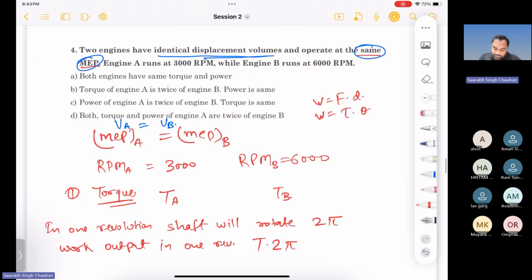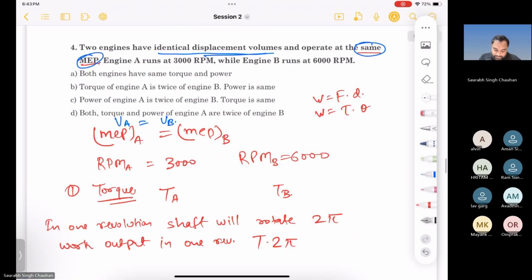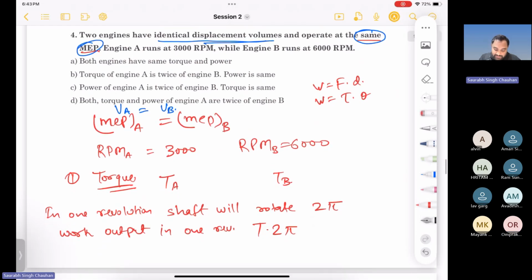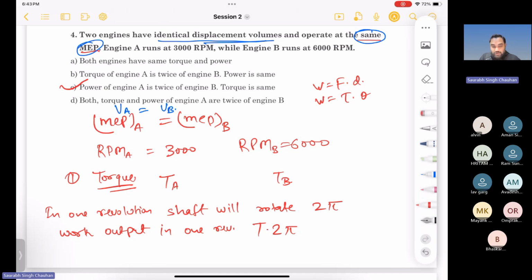So both engines have the same torque and power. This is wrong. Torque of engine A is twice that of engine B, power is the same. This is also wrong because power is double, right? So power of engine B is twice that of engine A and torque is the same. So option C should be the correct option, right? I hope this is clear, right?